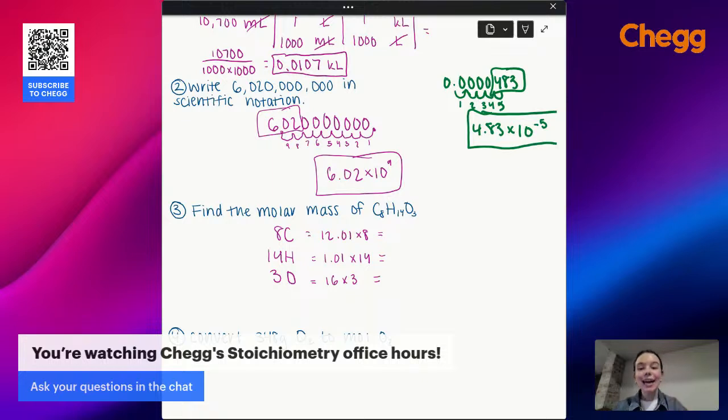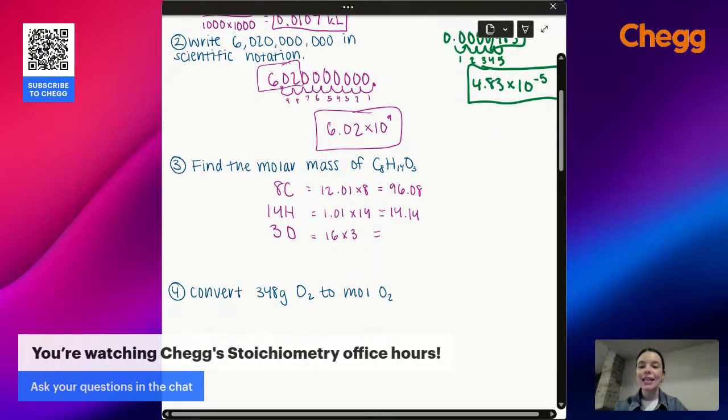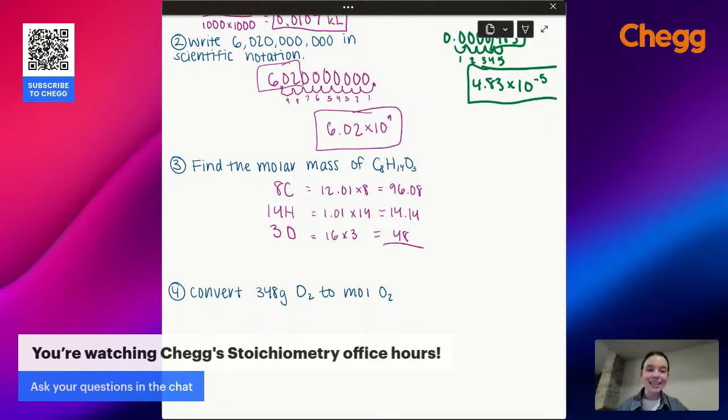Okay, if you said 96.08 for the first one, you are correct. If you said 14.14 in the second one, you are correct. And if you said 48 for the third one, you are correct. Good job, guys. Now we're going to add all of those together to get the molar mass. So I'm going to add 96.08 plus 14.14 plus 48 into my calculator, and you should have gotten 158.22. And does anyone know what the units for molar mass are?